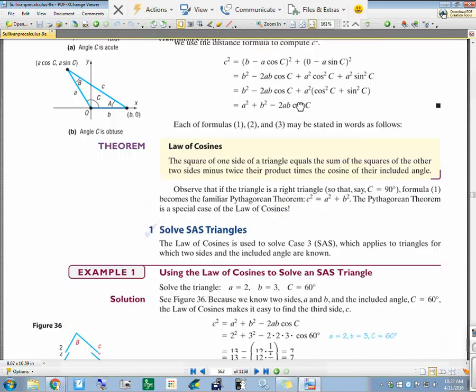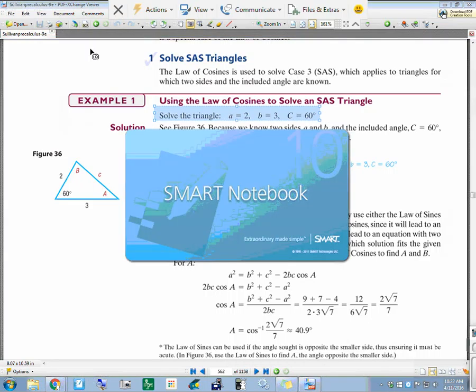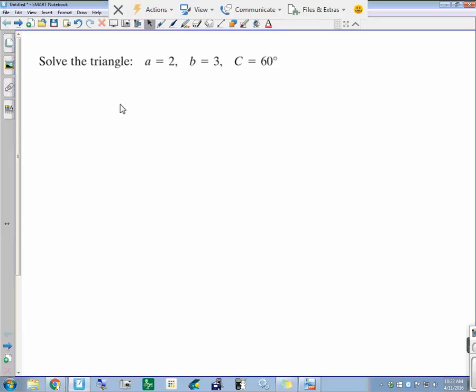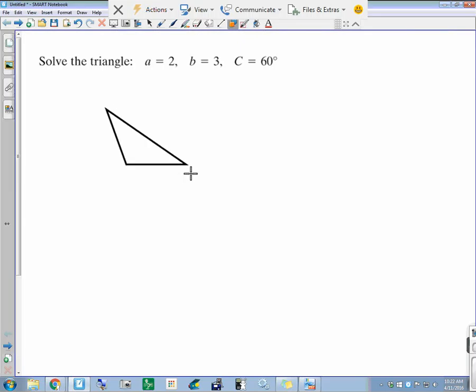So let's take a look at example 1. Now again, draw all of this stuff out when it comes to the triangles, especially important to do that. So, got a triangle going on here.